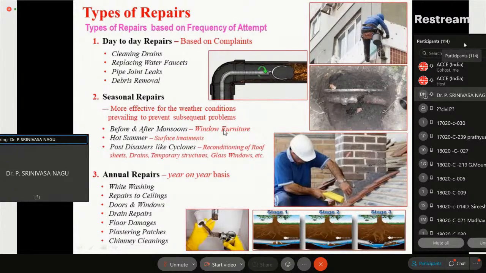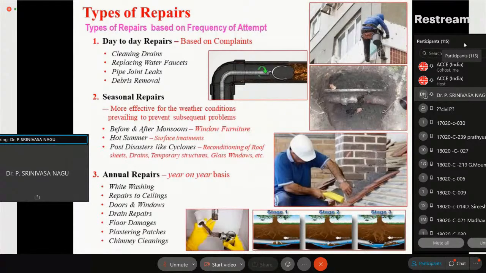Day-to-day repairs are based on complaints. What is the problem? Immediately you attend to that. Otherwise, the occupants will feel difficulty. For example, cleaning of drains, replacing faulty fixtures, leakages avoided, faulty joints, debris removal, drain cleaning, all these things are day-to-day repairs. It doesn't mean that every day you do it. Every day you only broom your room. That's all. Okay, right. Seasonal repairs.